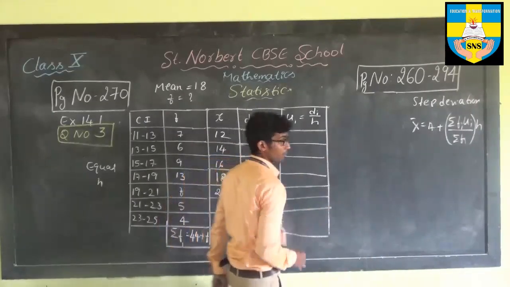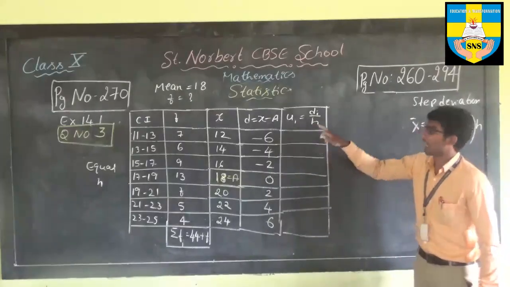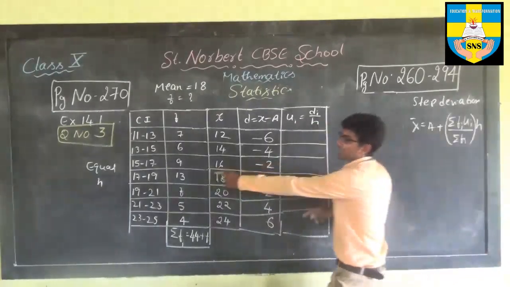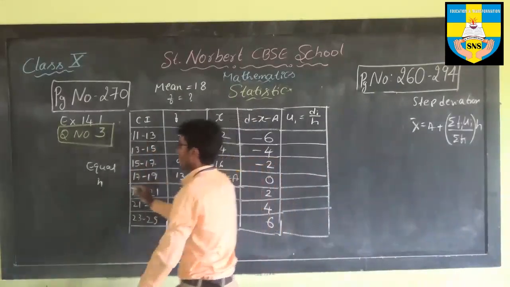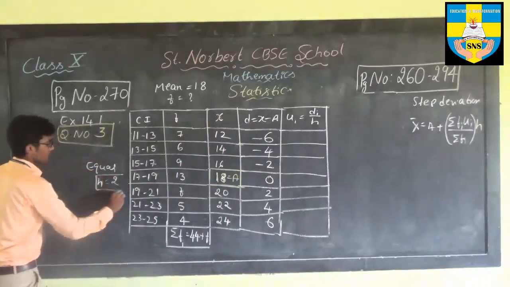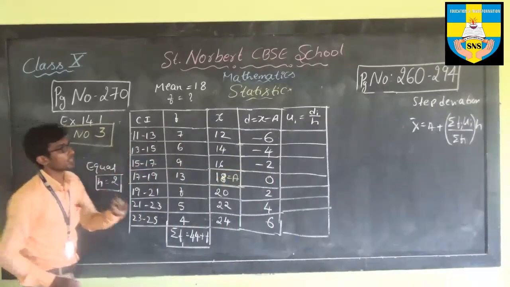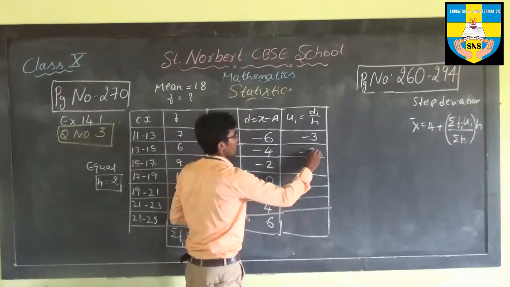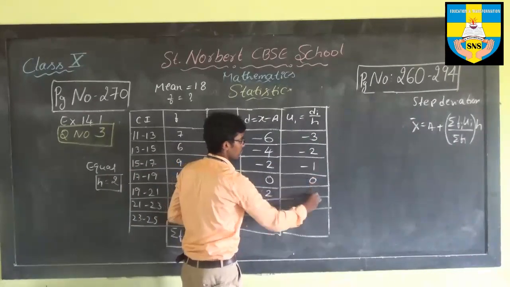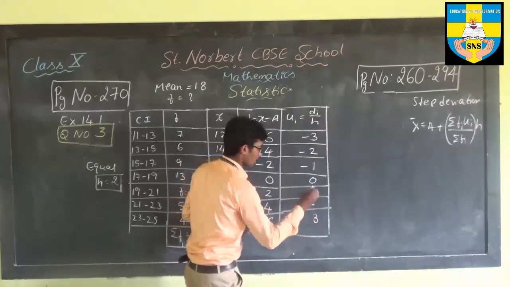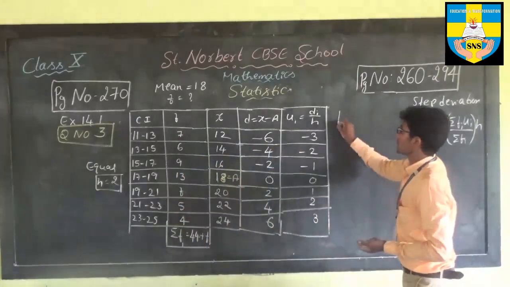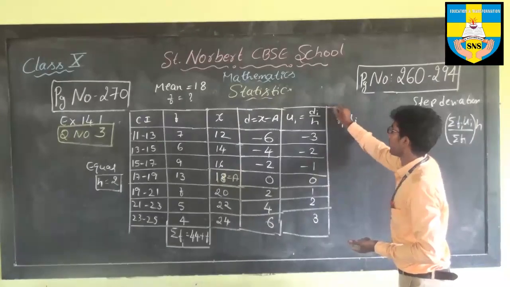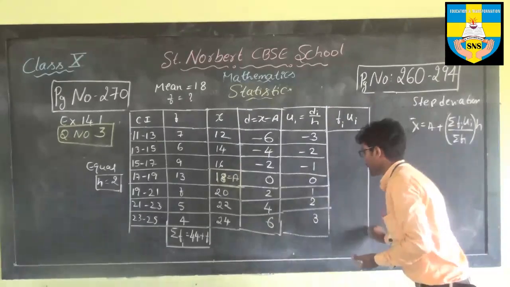So what is the formula of Ui? Ui is Di by h, and h is the class size. Class size is 2 in this problem, so h is equal to 2. 13 minus 11 is 2. If you divide by 2, this is minus 3, minus 2, minus 1, 0, 1, 2, and 3. Afterwards, the last column required is FiUi.